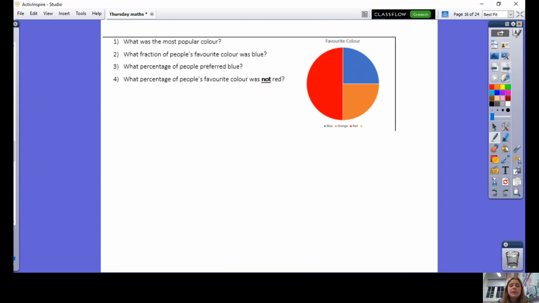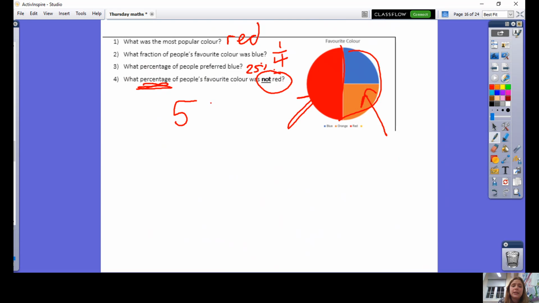Right. What was the most popular colour? The most popular colour was red. That's the biggest section. What fraction of people's favourite colour was blue? That was 1/4. What percentage of people preferred blue? That's 25%. What percentage of people's favourite colour was not red? I can see red is 1/2. So not red is also 1/2, and as a percentage, that is 50%. If you said 1/2, you weren't checking percentage or fraction.